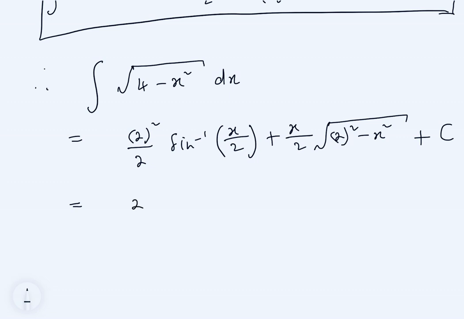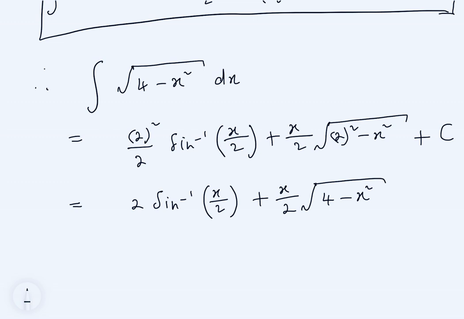So now you have 2 multiplied by the inverse sine function of x over 2, plus x over 2 multiplied by the square root of the following. 2 squared is 4, so that's 4 minus x squared. Close the square root, and we go plus c. So that's basically the answer. That is the answer.